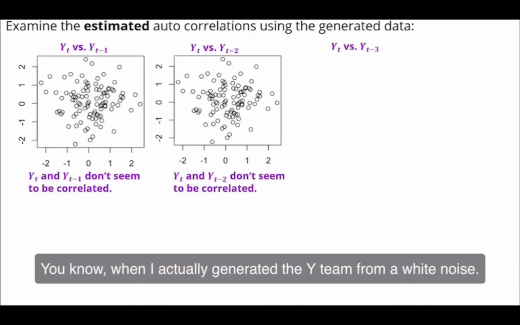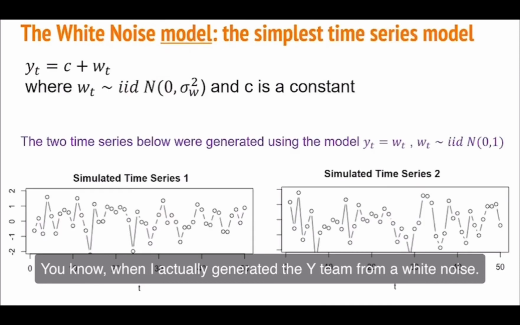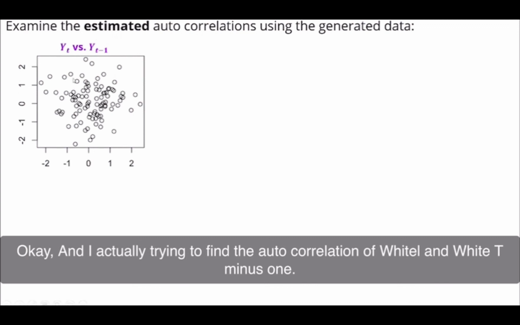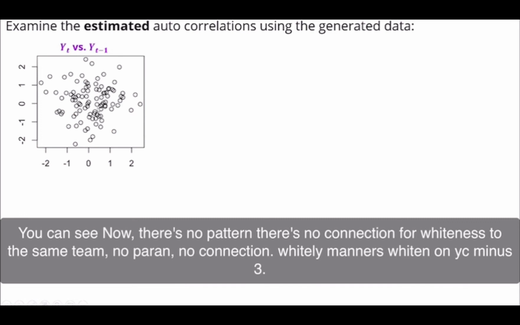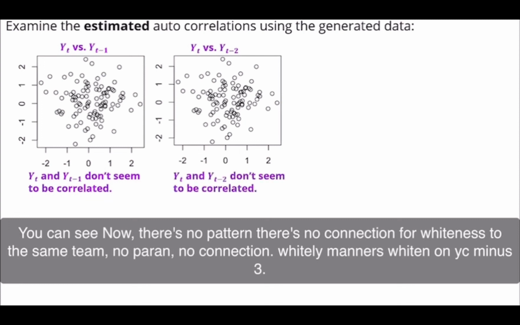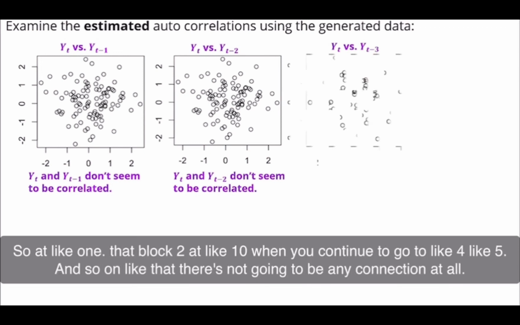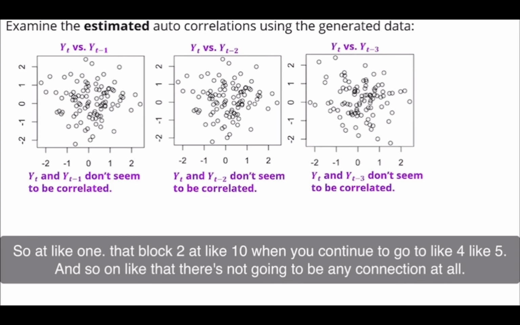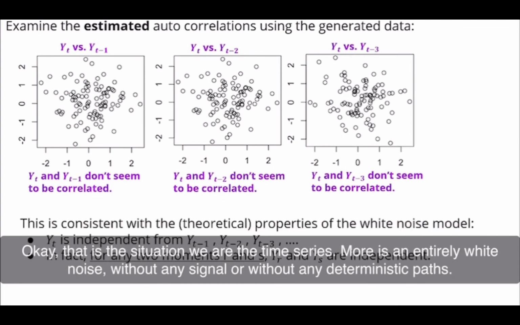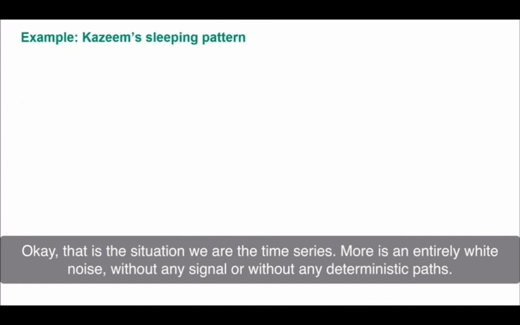There's no connection between them, and that is why I think I demonstrated that to you, when I actually generated a Y_t from a white noise and tried to find the autocorrelation of Y_t and Y_t minus 1. You can see there's no pattern, no connection. For Y_t and Y_t minus 2, the same thing, no pattern, no connection. Y_t and Y_t minus 3. So at lag 1, lag 2, lag 3, when you continue to lag 4, lag 5, and so on, there's not going to be any connection at all. That is a situation where the time series model is entirely white noise without any signal or any deterministic part.